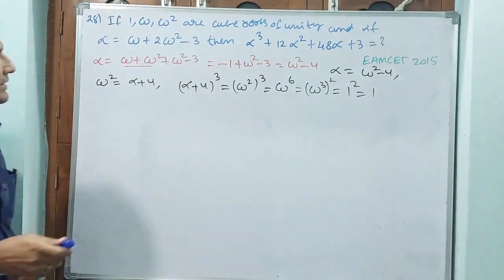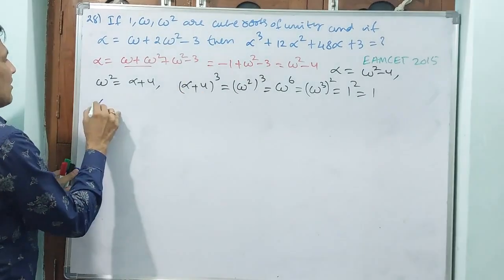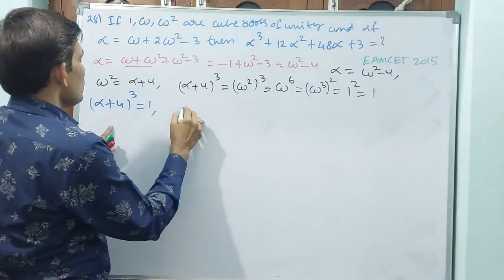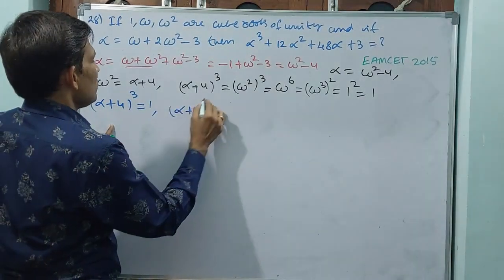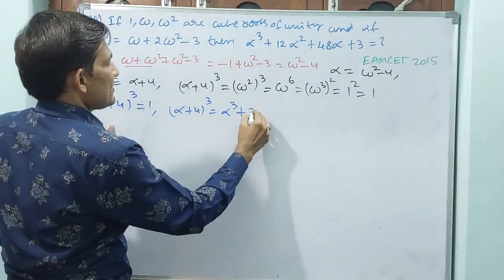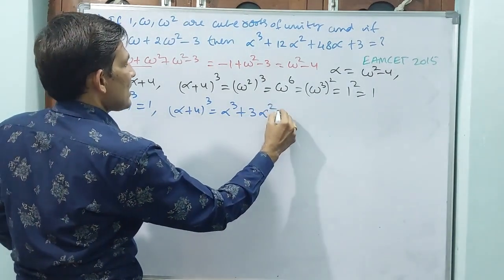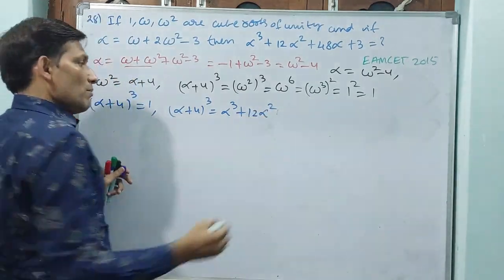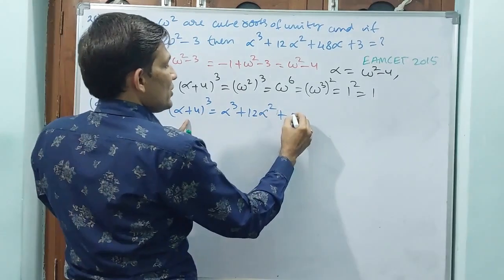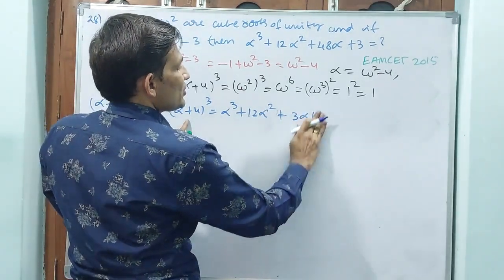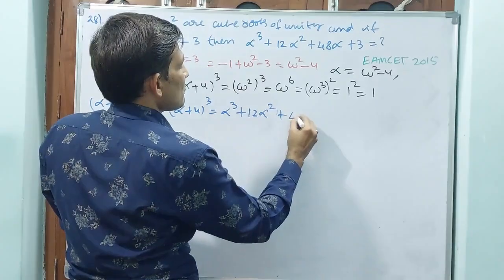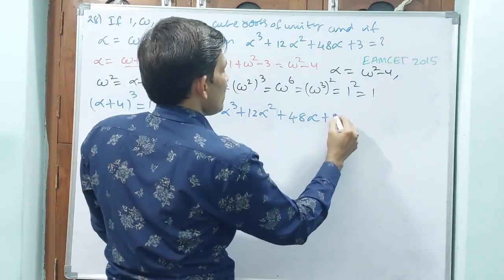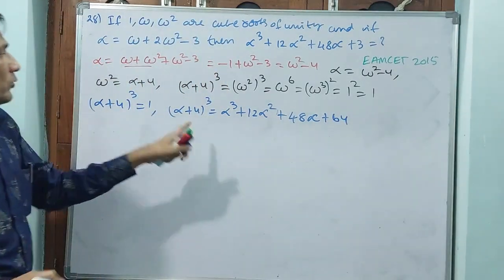Like this I want to split it. That means what is happening here? Alpha plus 4 whole cube value is 1. But alpha plus 4 whole cube, you expand. Alpha cube plus 3 alpha square into 4, that means 12 alpha square, plus 3 alpha into 16, 48 alpha, plus 64.